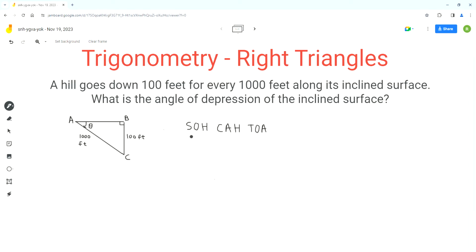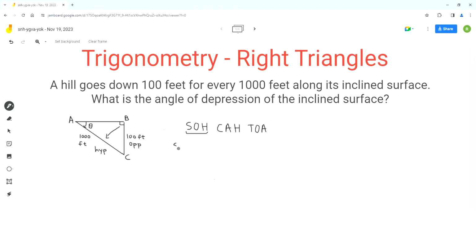We have to find out which of these ratios we can use to find the value of angle theta. So we'll have to label the two given side lengths. For this angle theta, the 100 feet side represents the opposite side. And the 1000 feet side represents the hypotenuse because it's the longest side and it's the side opposite to the right angle. So we have to use the ratio that uses opposite and hypotenuse side lengths, and that is the sine ratio.